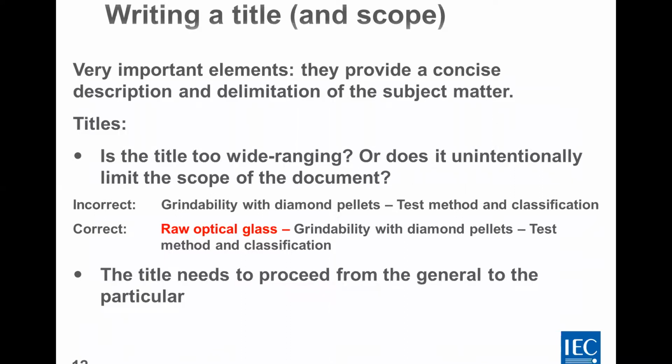One other aspect linked to title, which is important, is that the title needs to proceed from the general to the particular. If we take the example of the raw optical glass and we switch the elements around, that could unintentionally limit the scope of the document, or even just make the title incomprehensible in a certain sense. So we need to proceed from the general to the particular when we write our titles.